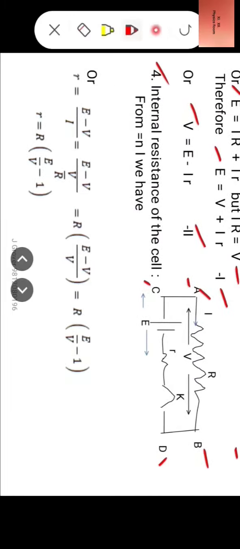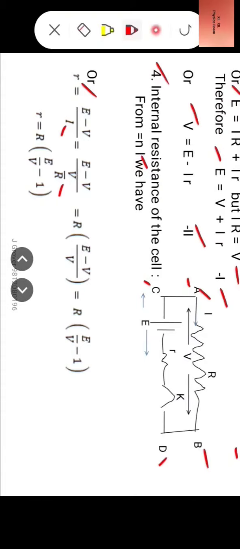Now 4. Internal resistance of the cell. How do we determine the internal resistance of the cell? Let us see. Now from equation 1, we have internal resistance small r is equal to E minus V by I. Now we replace I by V by R. According to Ohm's law, I is equal to V by R. So therefore, small r can be expressed as E minus V divided by V by R.